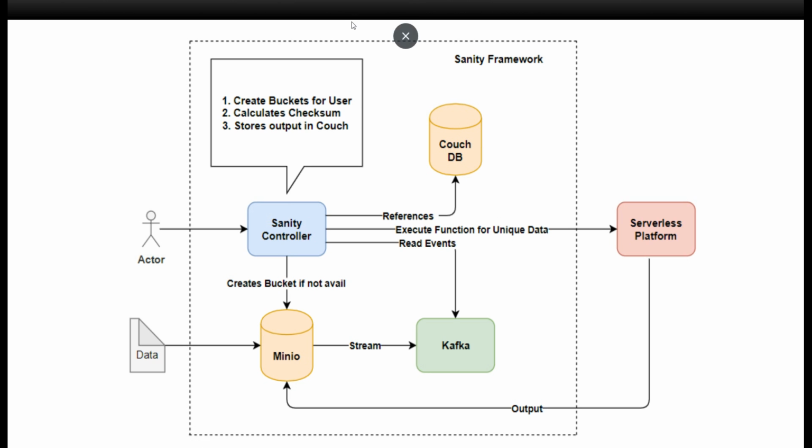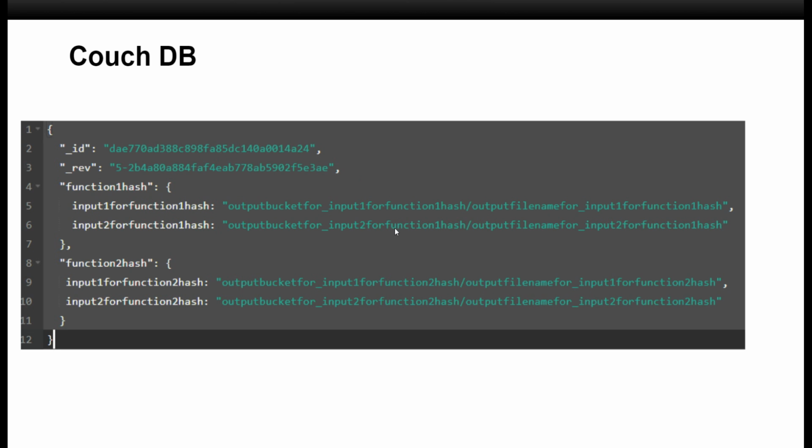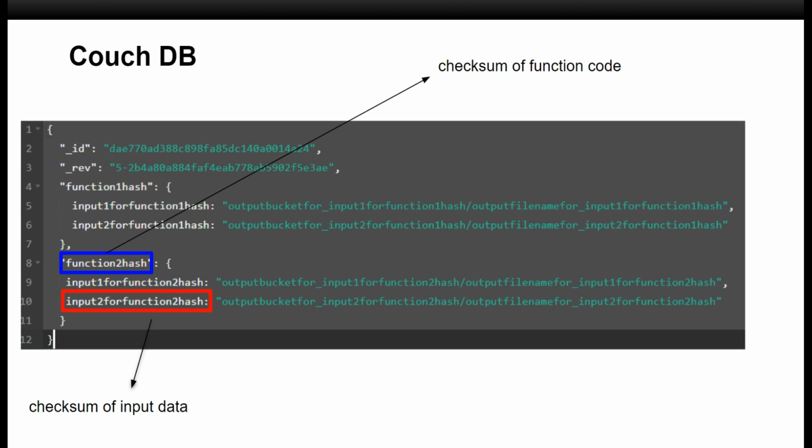Now let's have a look at the schema of our CouchDB database. So this is what a schema looks like. As mentioned, we are first computing the hash of the entire function code. This enables us to handle a situation where in the future, if the code of the function changes, a new hash would be computed. Then we compute the hash of the content of the data. Using this, we'll be able to conclude whether the data is unique or duplicate. If the data was unique, OpenWhisk will compute the output and this output is then stored in Minayo. The reference for that output is then stored corresponding to this hash.